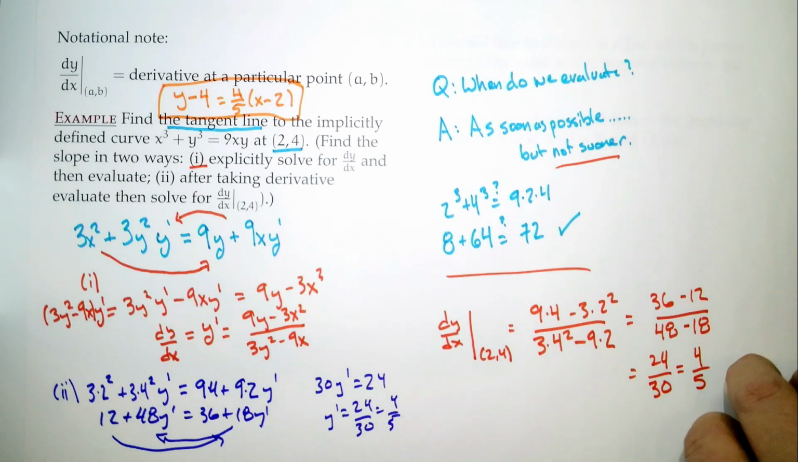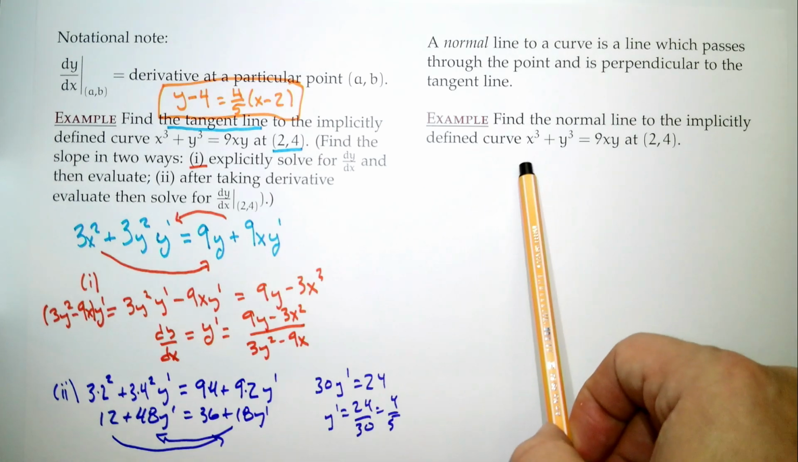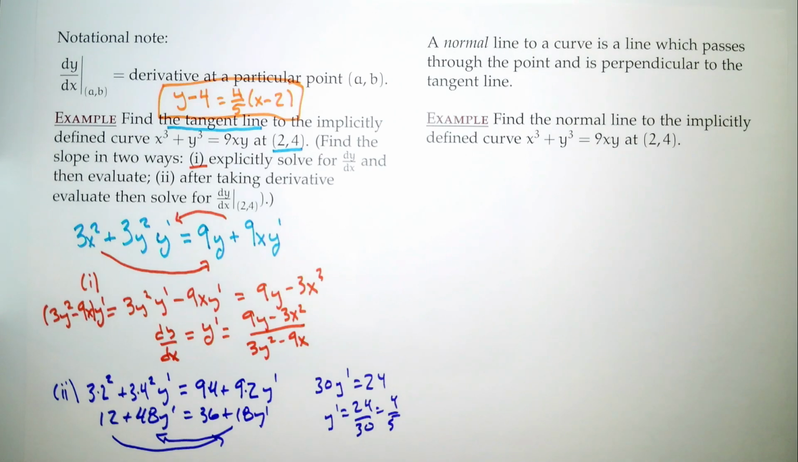All right. So a normal line to a curve is a line which passes through the point and is perpendicular to the tangent line. So, in this problem, it says, find the normal line to the implicitly defined curve x cubed plus y cubed equals 9xy at (2, 4). Well, what should we do?